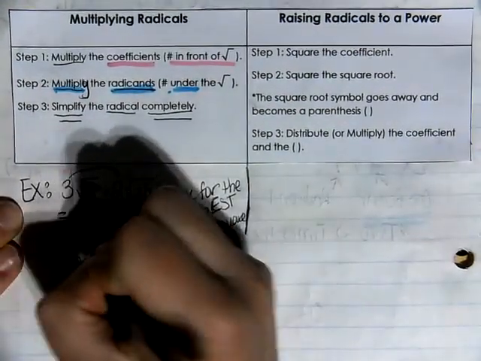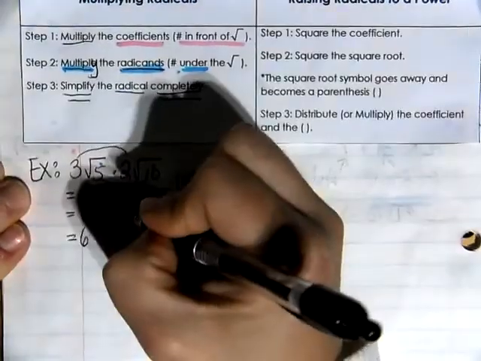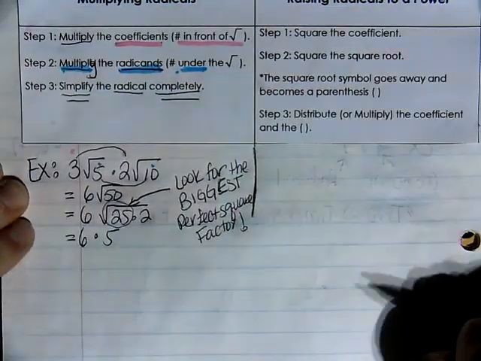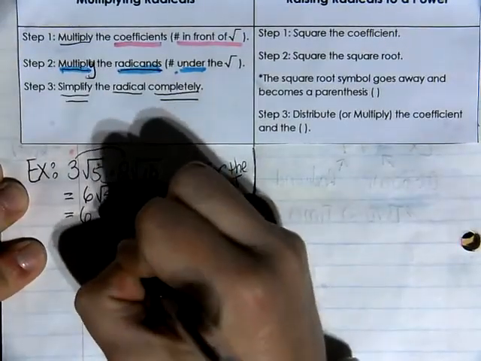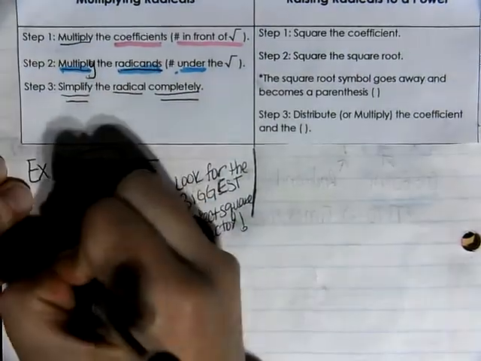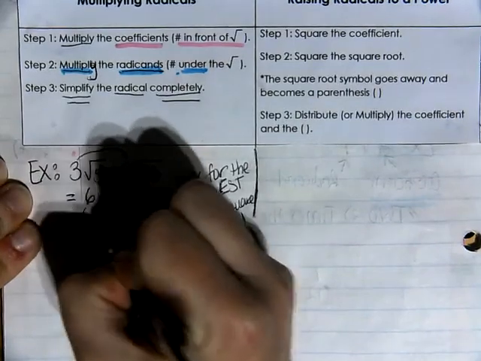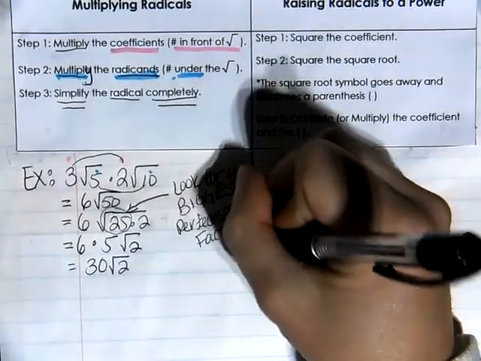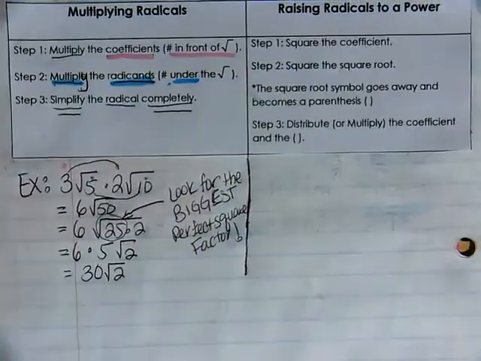So this is 6 times the square root, and a shortcut is just to know that the square root of 25 is 5. Times the square root of 2. 6 times 5 is 30, so my answer is 30 square roots of 2. And that's how you multiply radicals.